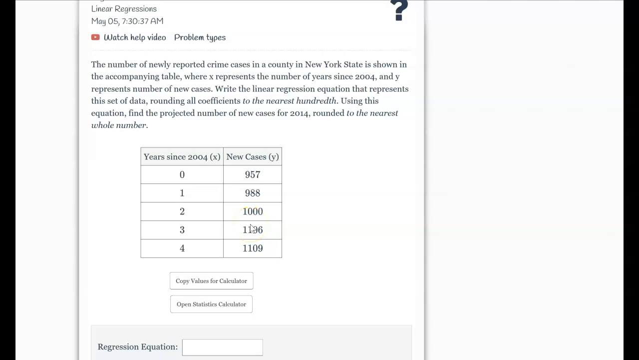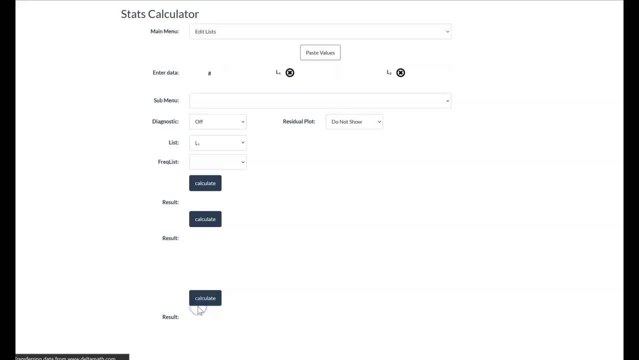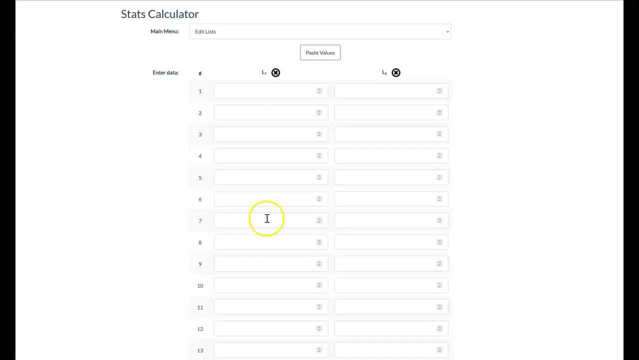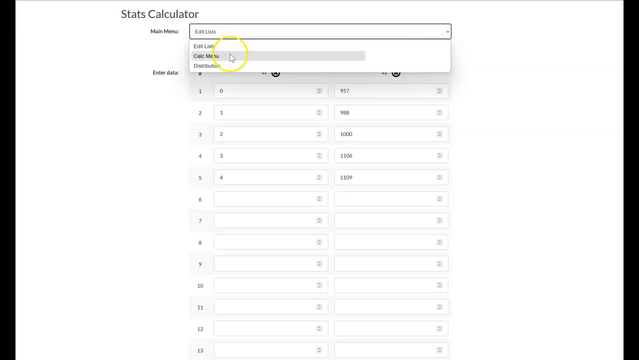Now, the next thing, how do we find the equation? Well, we're going to use technology, and we're going to use this calculator here. First, I'm going to go down here and click copy values for the calculator. I'm going to hit copy, and then open up the statistics calculator. It'll pop you up to another browser and send you here. First we're going to paste the values. So now our numbers are in the calculator, and we're going to change this calculator to calc menu.